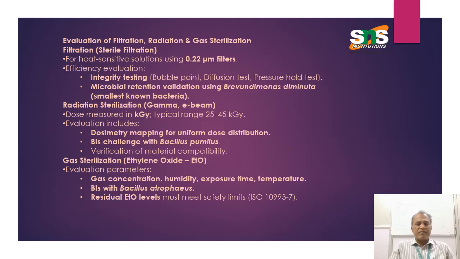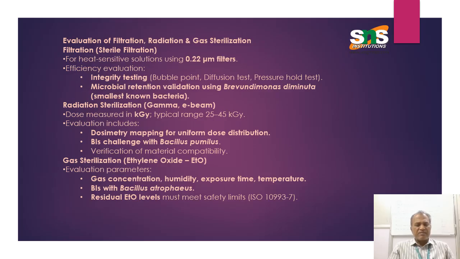Next, evaluation of filtration, radiation and gas sterilization. For filtration, the sterilization efficiency is evaluated by integrity testing, which is the bubble point, diffusion test and pressure hold test. Microbial retention validation uses the microbe Brevundimonas diminuta. It's a specialized microbe. When compared to other microbes, it is so small in size. That is the reason why we take this microbe for sterilization efficiency evaluation. It is the smallest known bacteria at present.